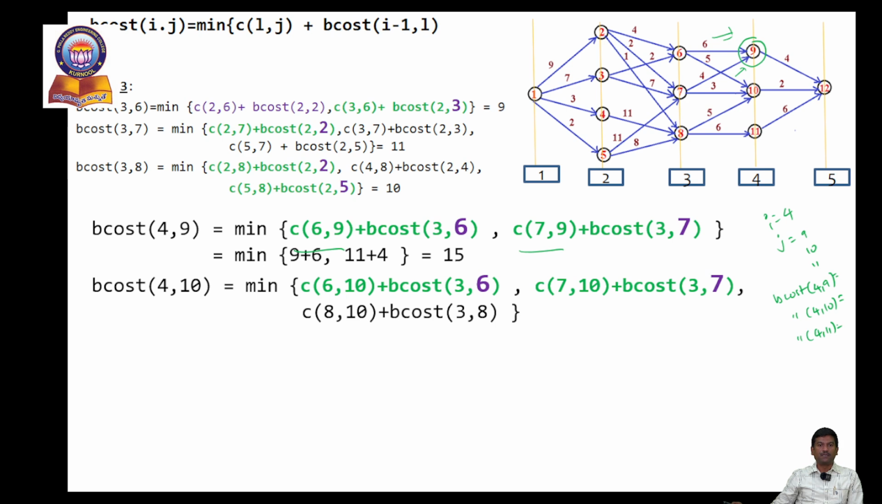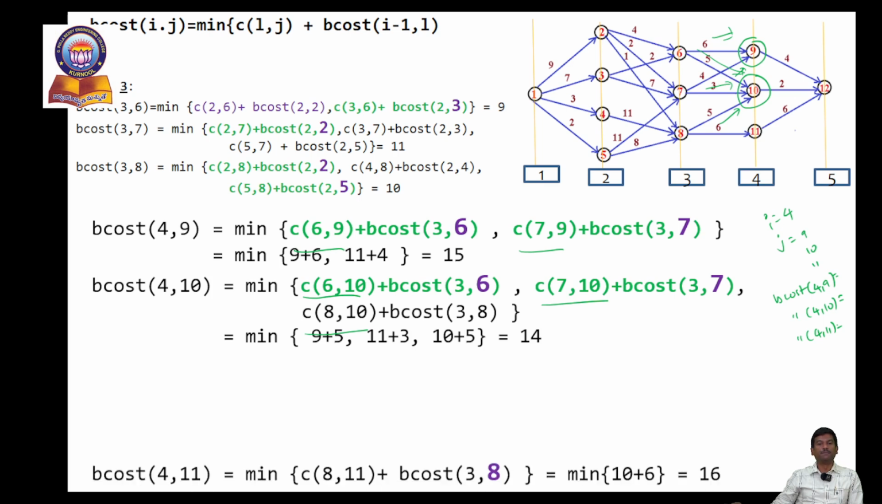And then similarly you have to find bcost of 4 comma 10, that is c of to the vertex 10. What are the edges which are being connected? From 6 we can reach 10, from 7 we can reach 10, and from 8 we can reach 10. So there are three parts: c of 6 comma 10, c of 7 comma 10, and c of 8 comma 10. Substitute the remaining values, where you get the minimum between 14 and similarly 15, so 14 will be the minimum.